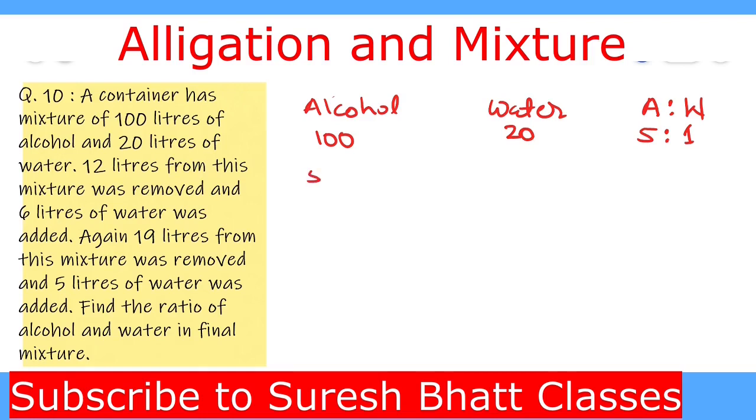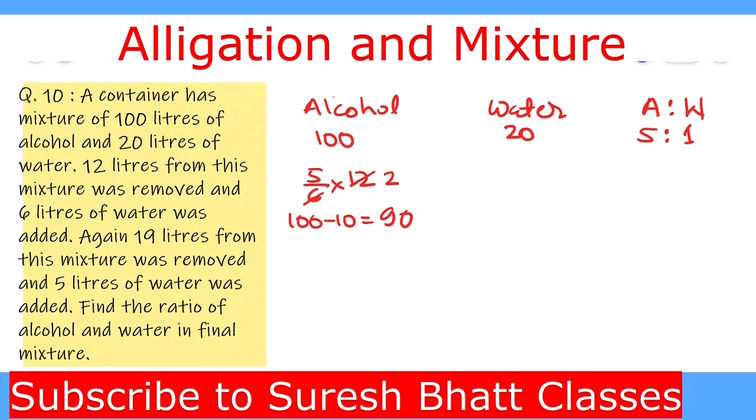So 5 upon 6 multiplied by 12, as the 5 part is alcohol out of 6 parts. So in 12 liters it is 5 upon 6 multiplied by 12. 6 divides 12 two times. So 5 times 2 is 10. Thus 10 liters of alcohol is withdrawn. So 100 minus 10 equal to 90 liters of alcohol is left after withdrawing 12 liters of the mixture.